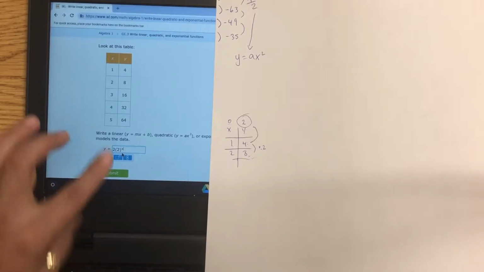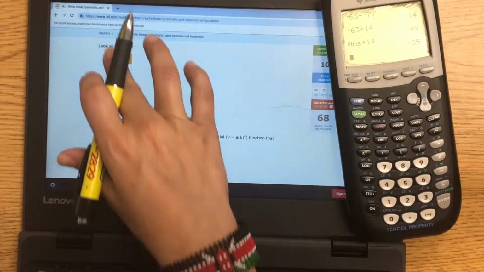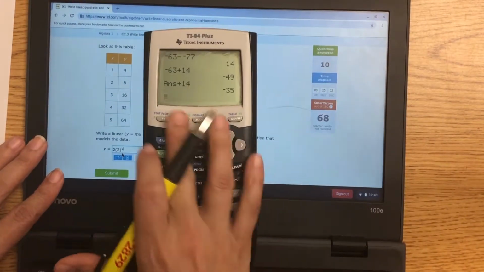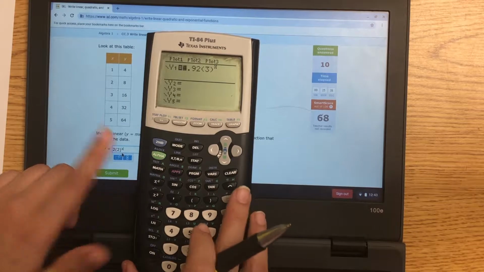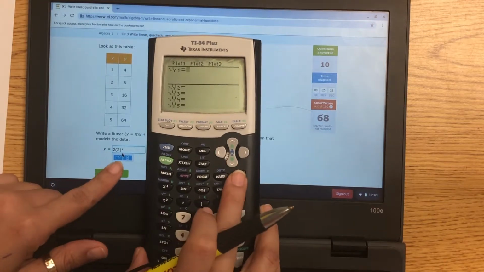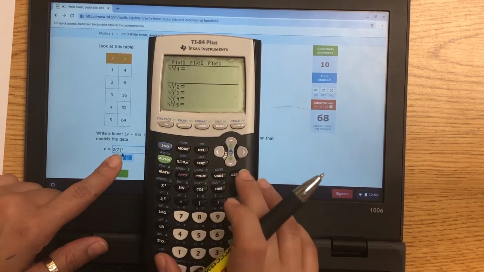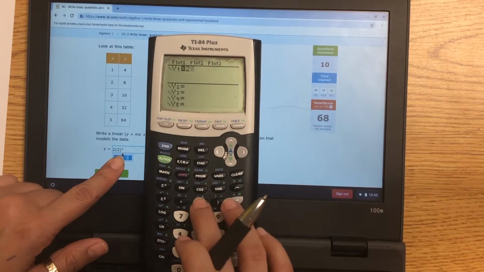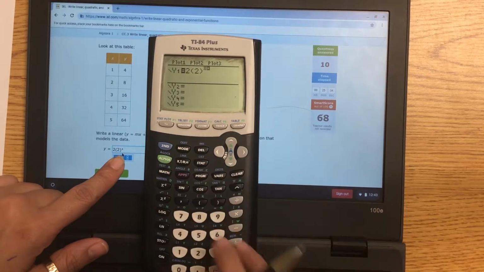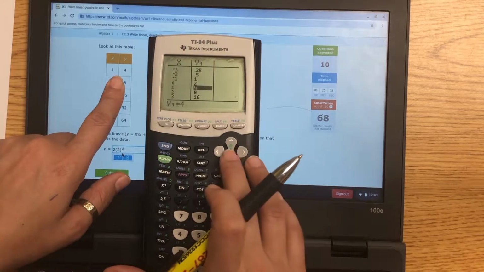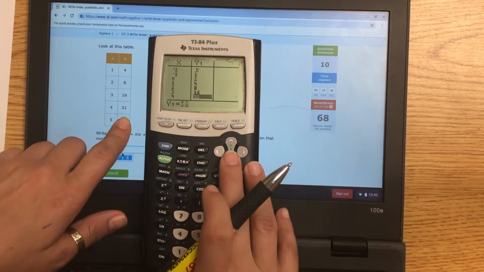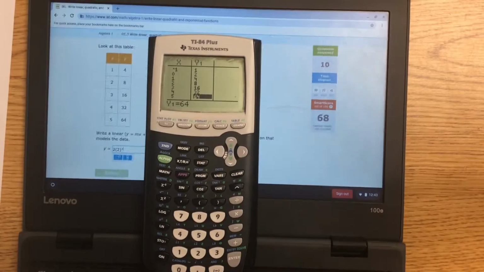Now with these ones, because the intercept is not already done for you, you might want to just double check to make sure that you added or subtracted or divided or multiplied correctly. So y equals 2 parentheses 2 raised to the x power. Second table, and you're starting at 1, so go down to 1, should go 4, 8, 16, 32, 64. So I know that I'm right.